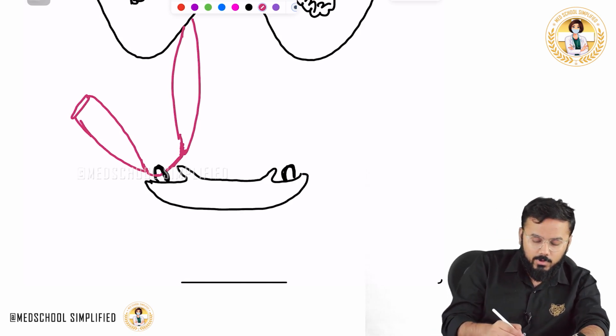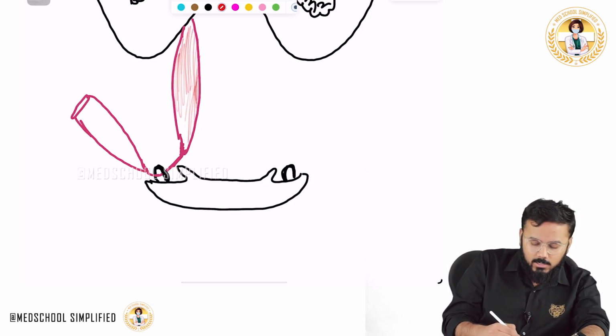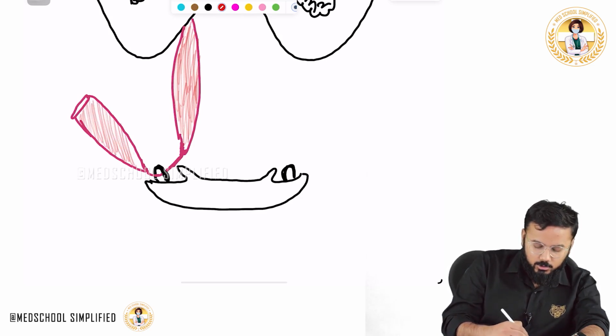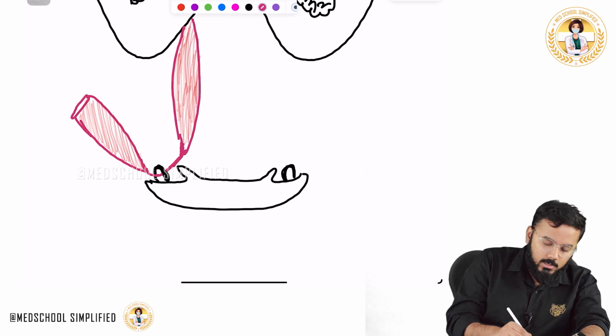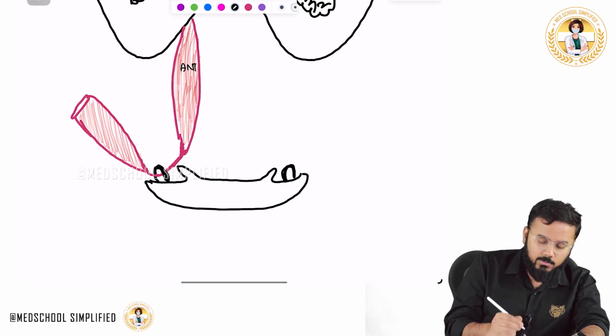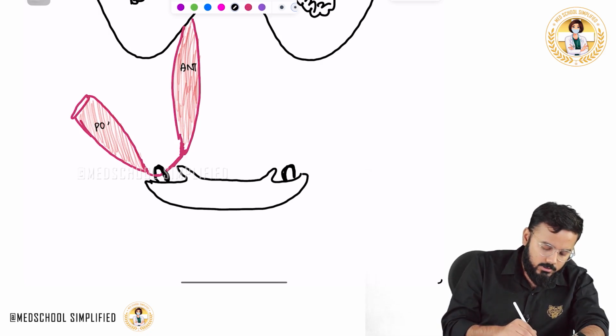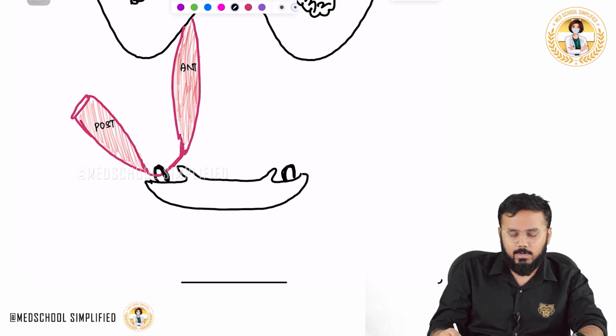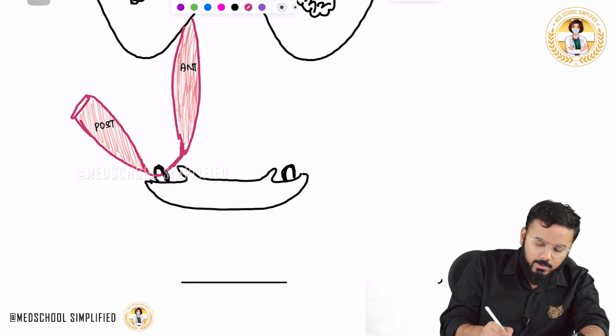So this muscle over here which I have drawn just now, what is this muscle called? What is the name of this muscle? The name of this muscle is your digastric muscle. Within this digastric muscle, there are actually two bellies. So what are the two bellies of the digastric muscle? This belly over here is called the anterior belly of the digastric muscle, and this one over here is called the posterior belly of your digastric muscle. So there are two bellies, the anterior belly as well as the posterior belly.